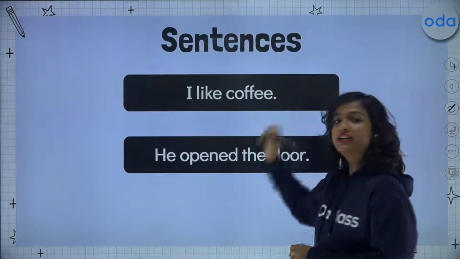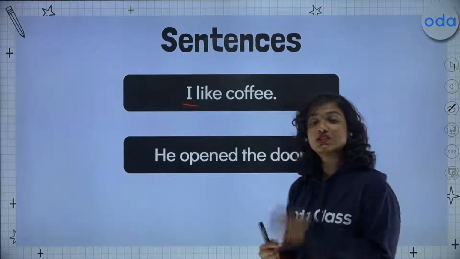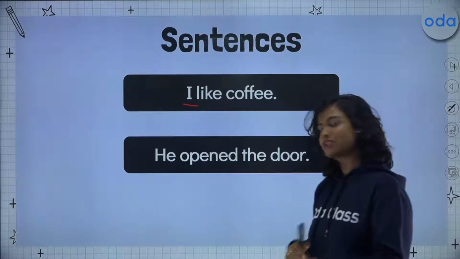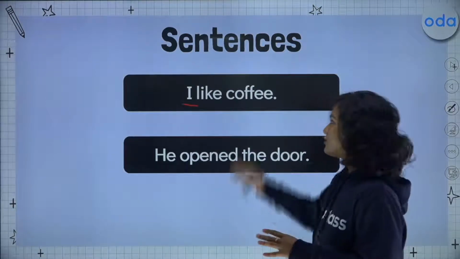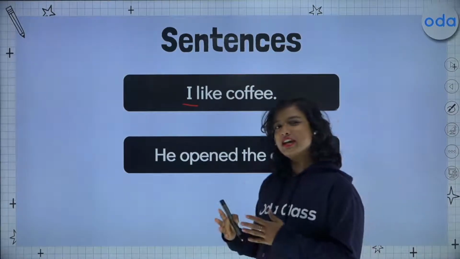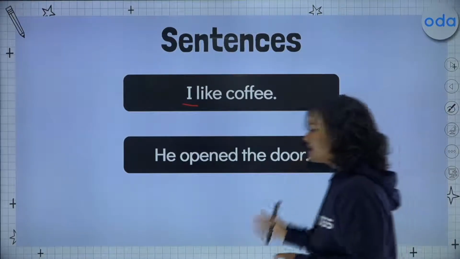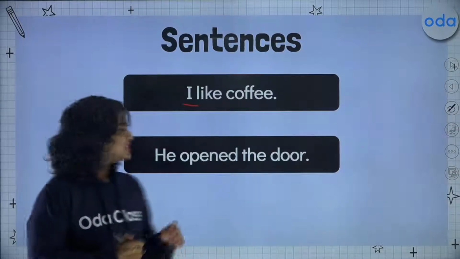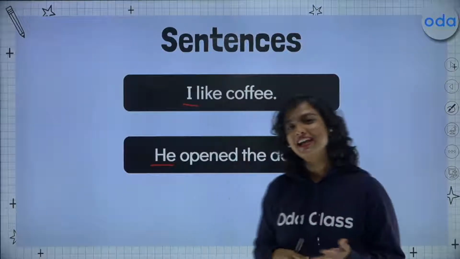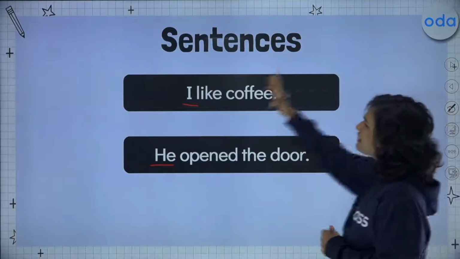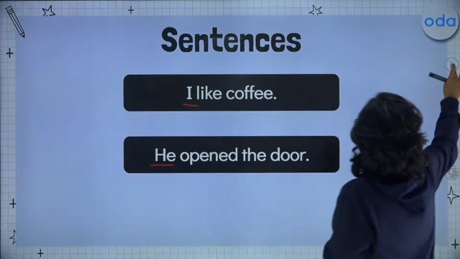We have I like coffee. Here, our subject will be I, because I am the one that is performing this action of liking coffee. Next, we have he opened the door. If you look at I like coffee, try to figure out from that same logic what would be the subject in this second sentence. He opened the door. So our subject here will be he, because he is the one that is performing the action of opening the door.